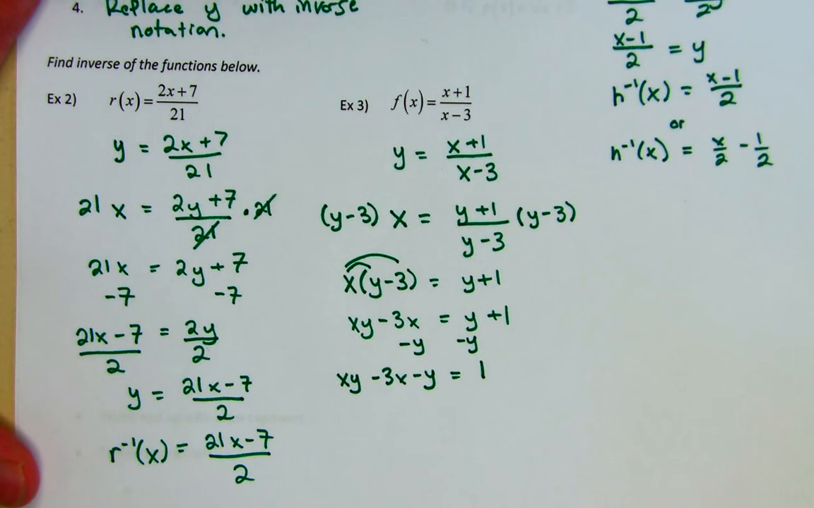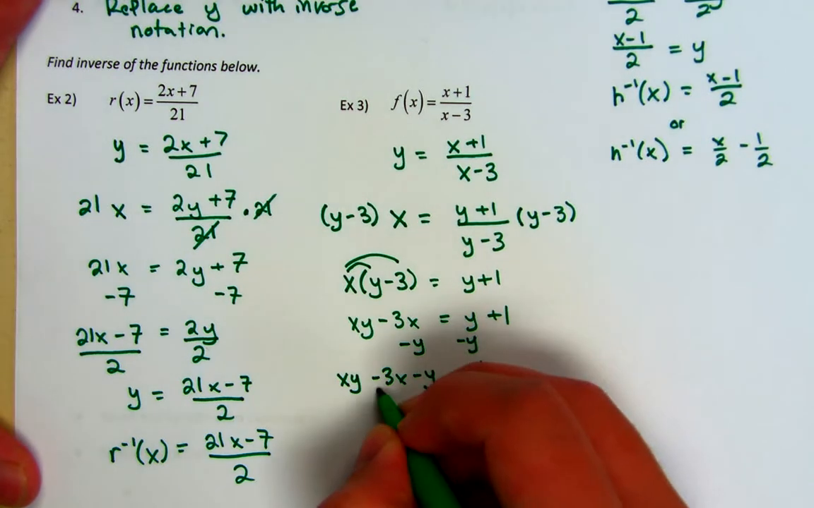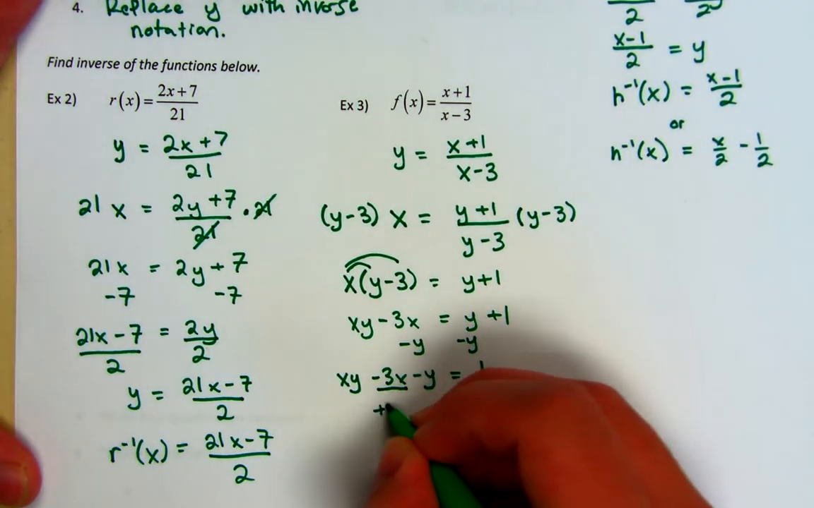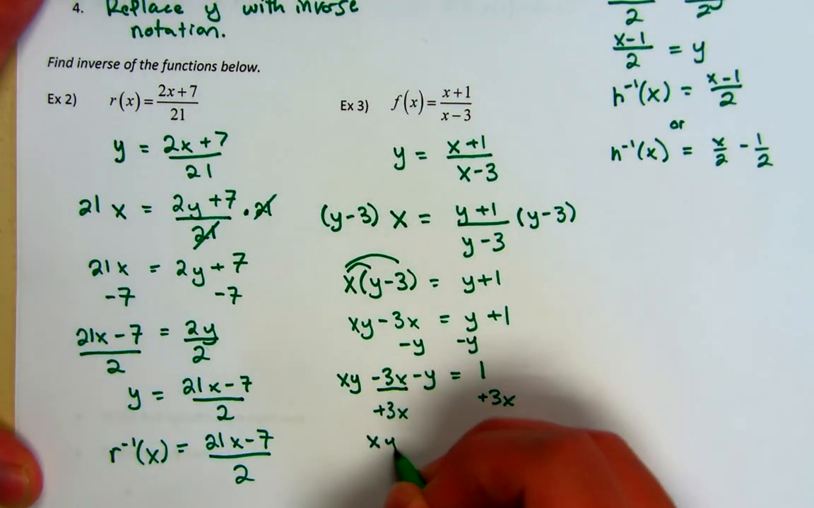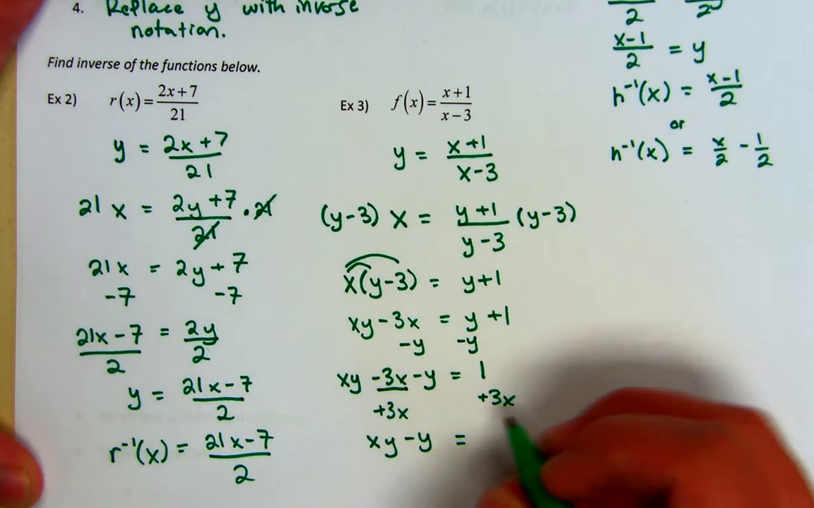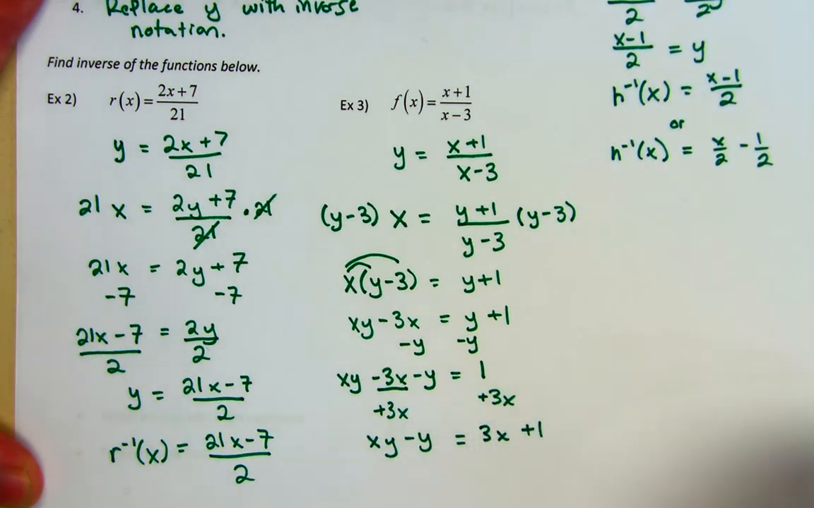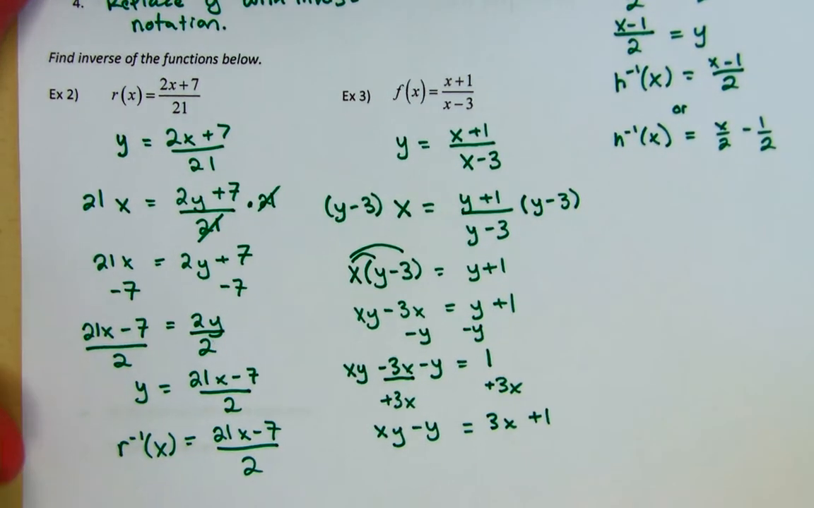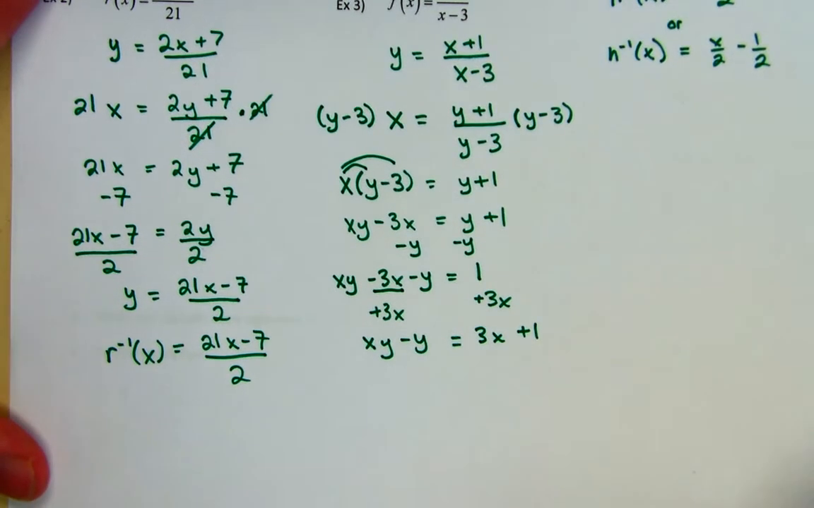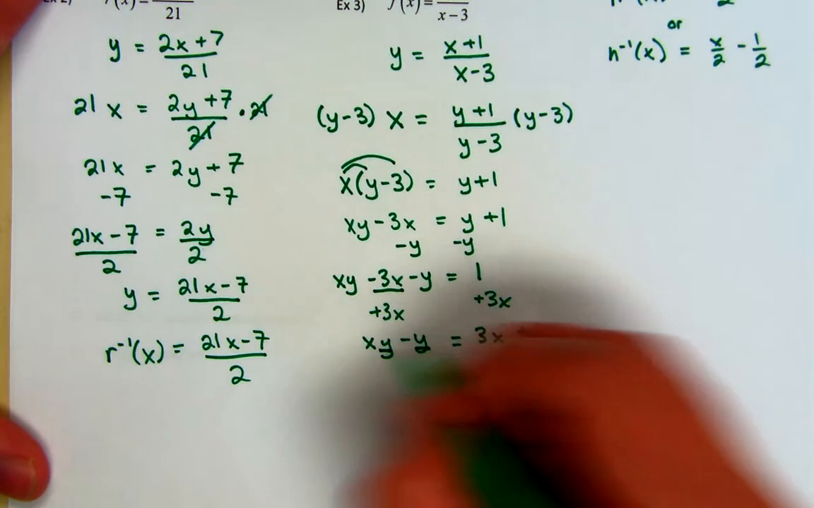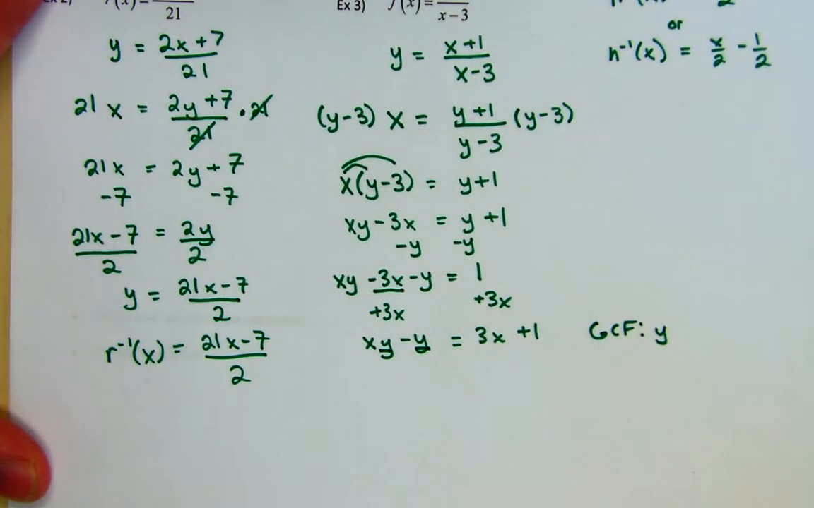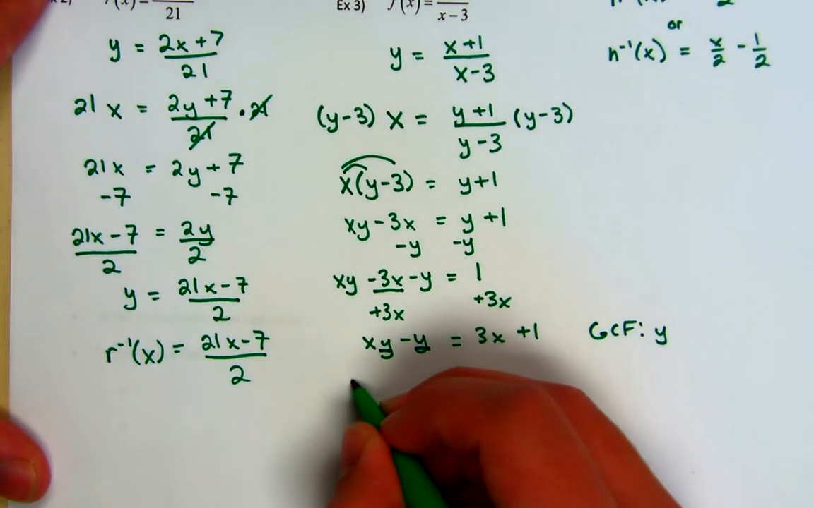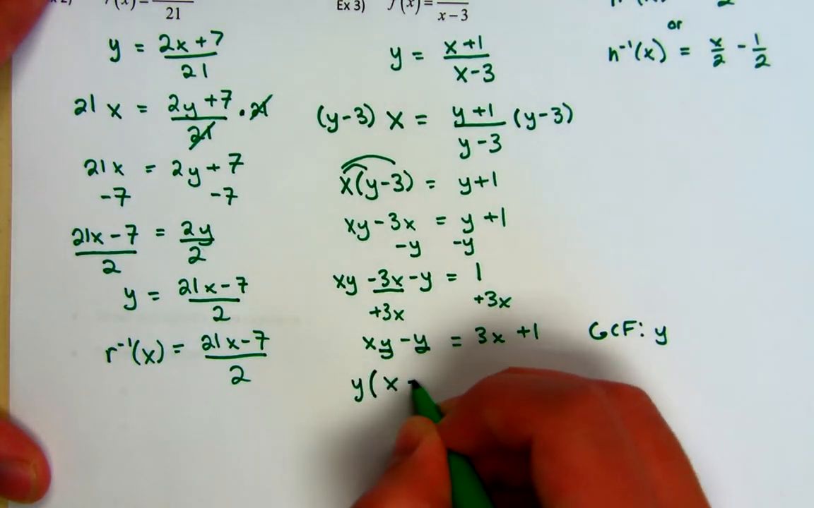Since I only want y's on the same side, I need to get rid of this 3x. So I'm going to add 3x to both sides. Now I have xy minus y equals 3x plus 1. In order to get y alone at this step, I realize that both of these have a y in it. So I can take out a GCF of y. So by pulling out y, I get y times x minus 1.